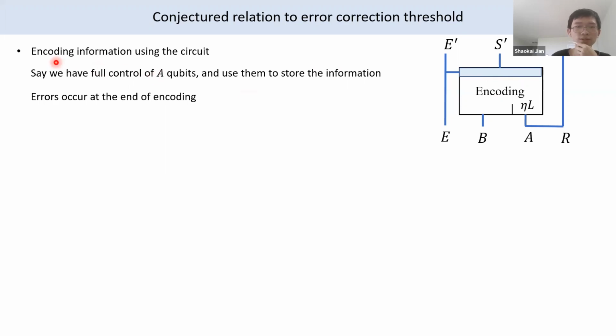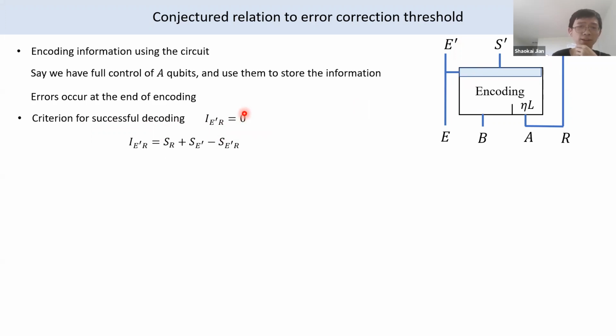So we imagine we encode information using the circuit. Here we separate the circuit into A and B, two parts. Say we have full control of the A qubits and we store information in the A qubits. For convenience, we also introduce a reference, which is maximally entangled with A. And we also imagine the error occurs at the end of encoding, so we couple the circuit to the environment at the end of the circuit. The criterion for successful decoding is that the mutual information between the environment and the reference is 0.